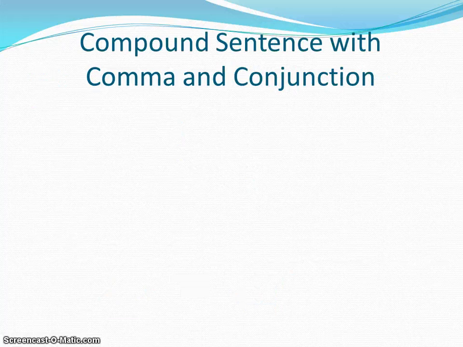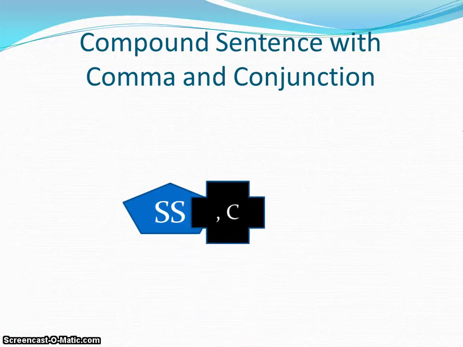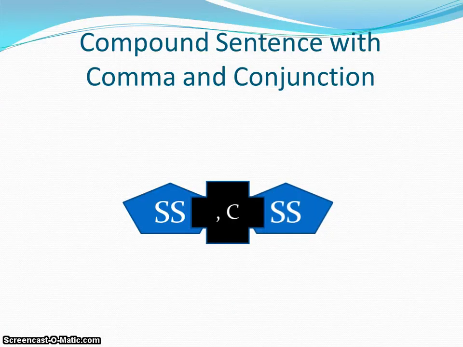So, the pattern for the compound sentence with comma and conjunction is simple sentence, comma, conjunction, simple sentence. This is the pattern you need to know. This is the pattern to write down.